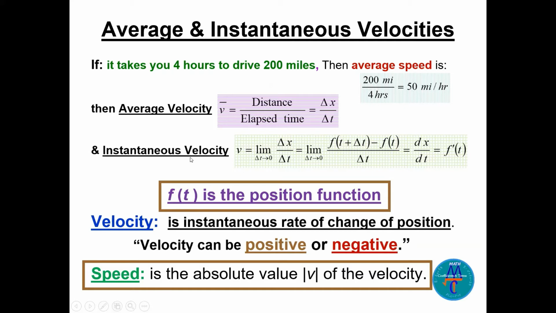Now, the instantaneous velocity. If you need the velocity at a certain instant, it will be v, the limit as delta t goes to 0 of delta x over delta t, which is simply f prime of t, the derivative of the function, and f of t is the position function. So the velocity is the instantaneous rate of change of the position. Velocity can be positive, can be negative. If we say find the speed, it will be the absolute value of the velocity, which is a positive number.